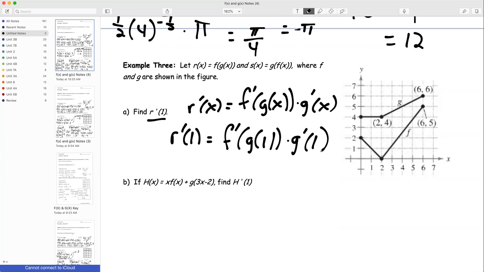So now to get these values, I'm going to look at the graph. And I work from the inside out. g of 1, make sure you get the right function, right? It's the top one. So g of 1 is 4. And then g prime of 1 is 0 because I'm looking at the slope of the line at 1 and it's horizontal. So I've got f prime of 4 times 0. So this has to be 0.